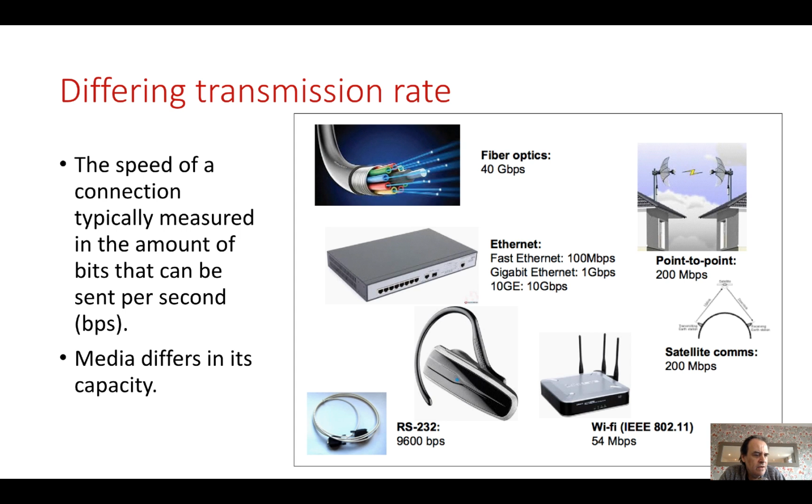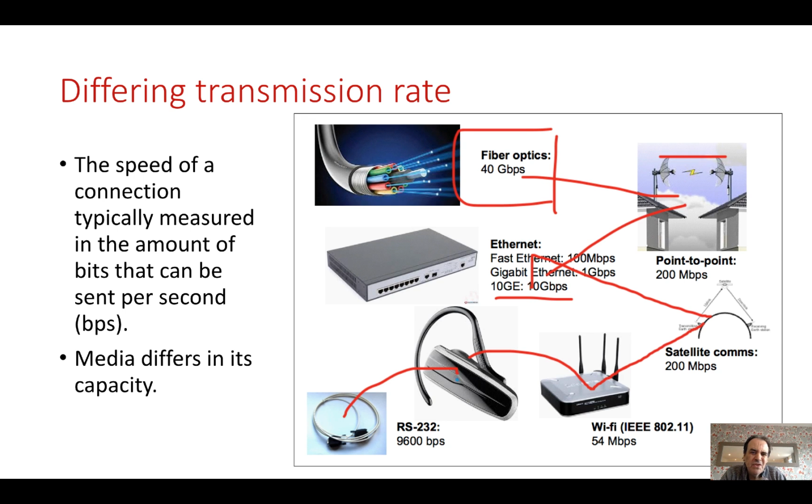And then that can go up through Bluetooth. So Bluetooth will give us around 10, 20 megabits per second, up into Wi-Fi, which gives us about 54 megabits per second. Our satellite communications might be running about 200 megabits per second, up to Ethernet, which can go from 100 megabits to 1 gigabit per second. That's 1 billion. And up to 10 gigabits per second. Our point-to-point links give us about 200 megabits per second too, but we can go right up to fibre optic cables, which can go over 40 gigabits per second.